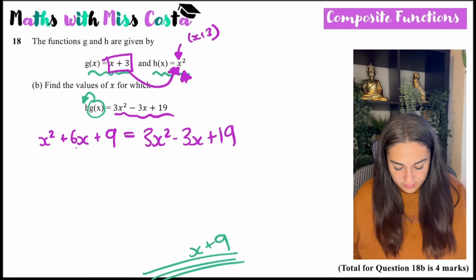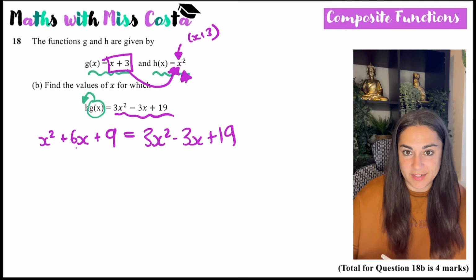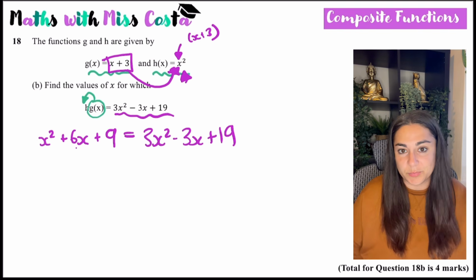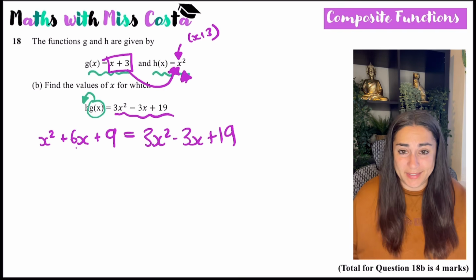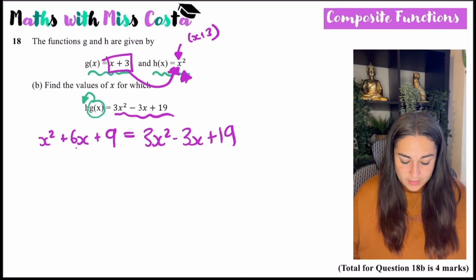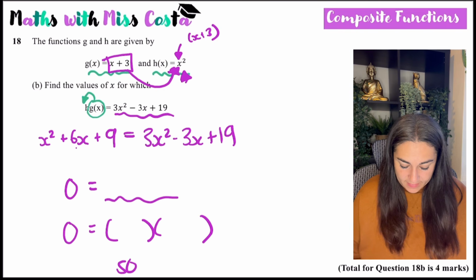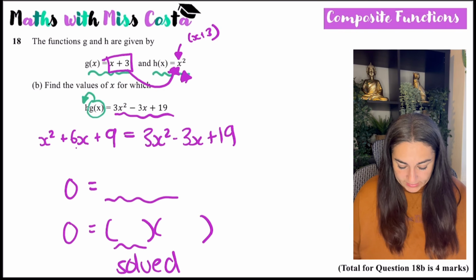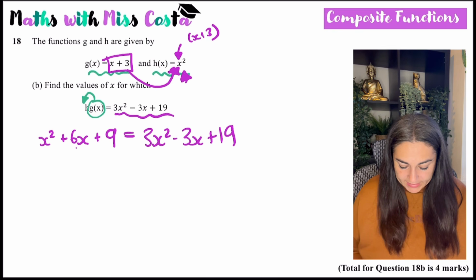So once you've done the function-y bit, knowing what the composite functions are and how to put one into the other, this next bit is just algebra. You've got a quadratic on one side and a quadratic on the other side. And when that happens, all you need to do is rearrange it to make it equal to 0 and then factorize it. And then you have solved it. Your solutions are going to be the inverse of whatever's in the brackets. So let's have a go at doing that.